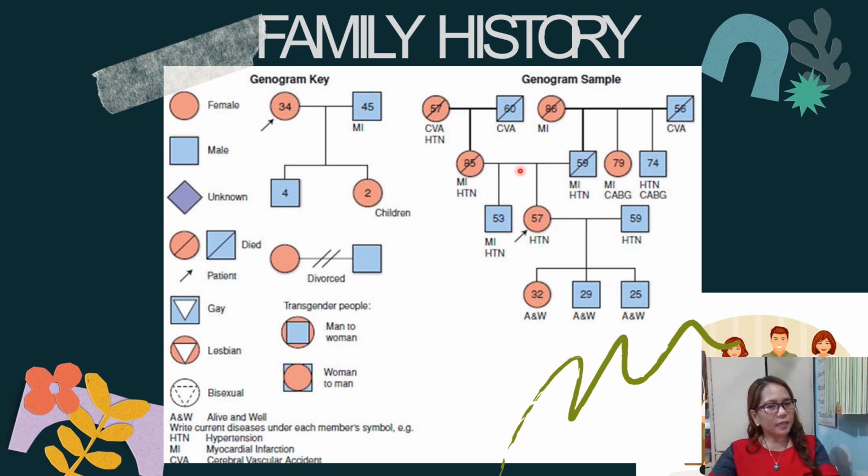Okay, let's look at her mother's side. Her mother's side also has myocardial infarction and hypertension, which was the cause of death of her mother at the age of 85. Now her grandparents on her mother's side: her grandmother died at the age of 57, quite young, due to CVA or cerebrovascular accident and hypertension. Her grandfather on her mother's side died of CVA at the age of 60.